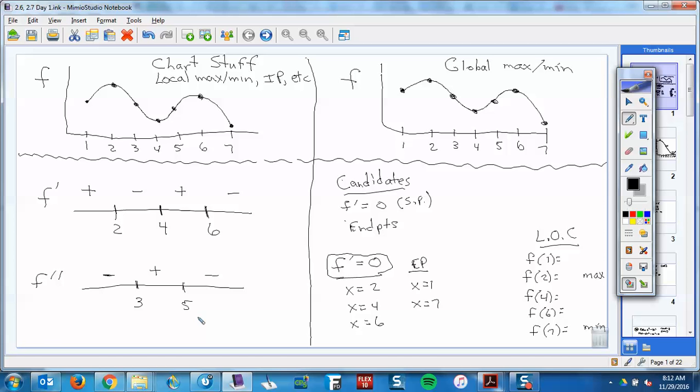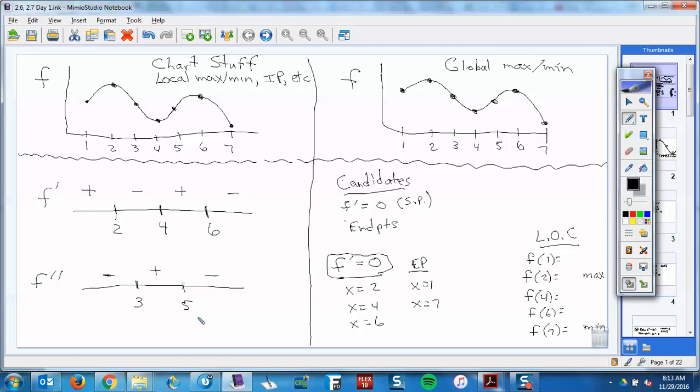Then we take all 5 of those and we do what with them? Plug them back into the original, right? That's called our list of candidates, and we want to see what the y values are. Well, it turns out the y value at 2 is going to be the highest one. The y value at 7 is going to be the lowest one. That's going to be our minimum.